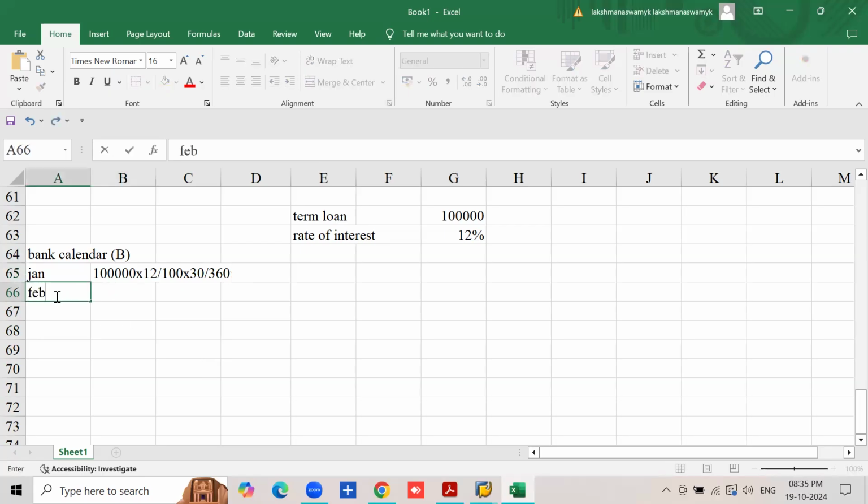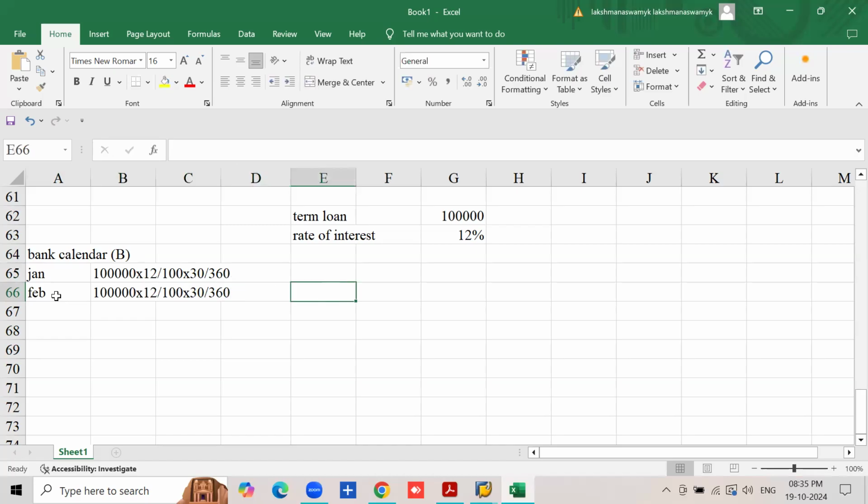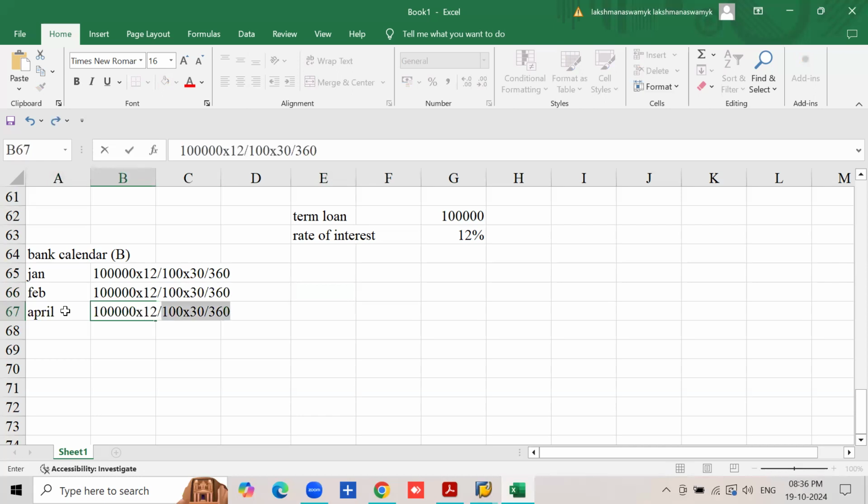Then, if you calculate interest for February, 1 lakh into 12 by 100 into the same 30 by 360. Even though February actually contains 28 or 29 days, the system takes 30 days for the month and 360 days for the year. Then for April, again 1 lakh into 12 by 100 into 30 divided by 360. For every month, the system uniformly takes 30 days, irrespective of the actual number of days. Then for the year, it takes 360 days.